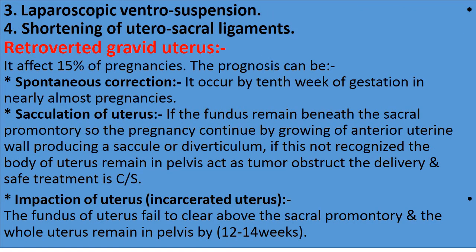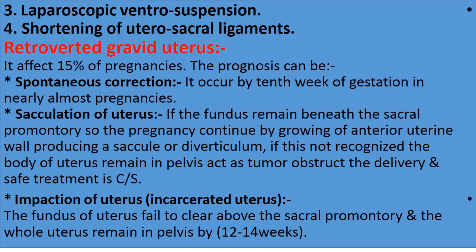A third type of surgery can be laparoscopic ventrosuspension. Shortening of the uterosacral ligament by laparotomy can be done. Now we come to the retroverted gravid uterus. It affects 15% of pregnancies.